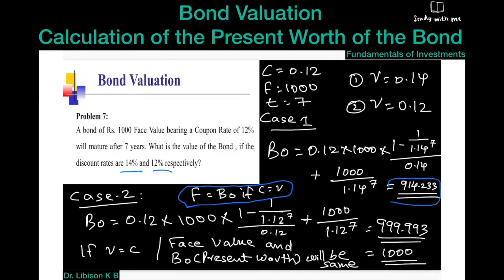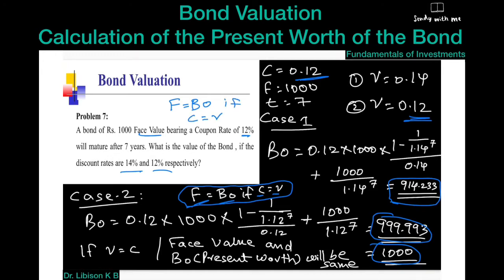So first case R is equal to 14%, second case R is equal to 12%. So we have solved the problem in both cases. So one peculiarity you would observe. In the second case, coupon rate is 12% as well as required rate of return is also 12%. If R is equal to C, what is going to happen? Your face value is equal to B0. Right. So that's the peculiarity in this problem. So that is one theory you have to remember. If coupon rate is equal to required rate of return, your face value is equal to B0.